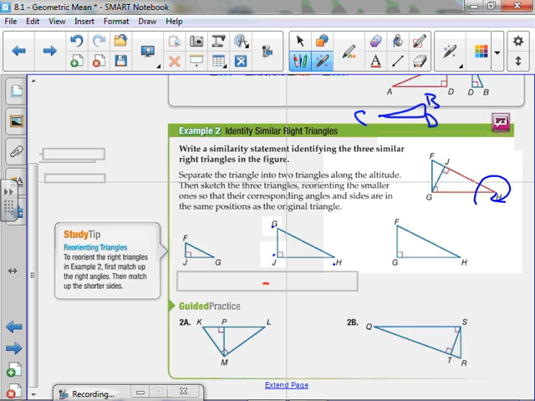I thought G had the right angle. G has the right angle for the big triangle here, but when we're talking about this smaller triangle right here, notice your right angle's now up here.